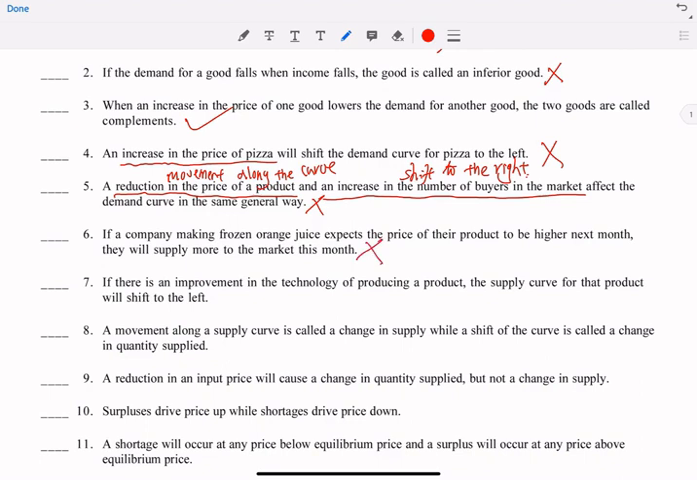Seventh, if there is an improvement in the technology of producing a product, the supply curve for that product will shift to the left.